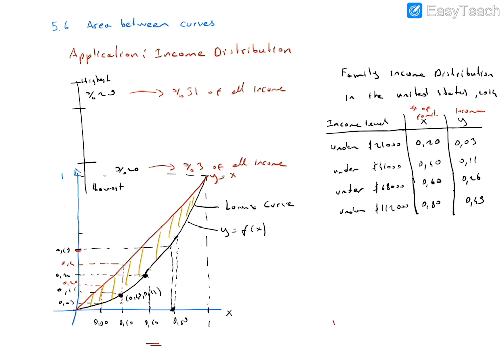Okay, in this case the Lorentz curve would be y equals x, and all families would receive equal share of the total income. That is, 5% of the family would receive 5% of income, 20% of family would receive 20% of income, 65% of the family would receive 65% of income, etc. The maximum possible area between the Lorentz curve and y equals x is 1/2.